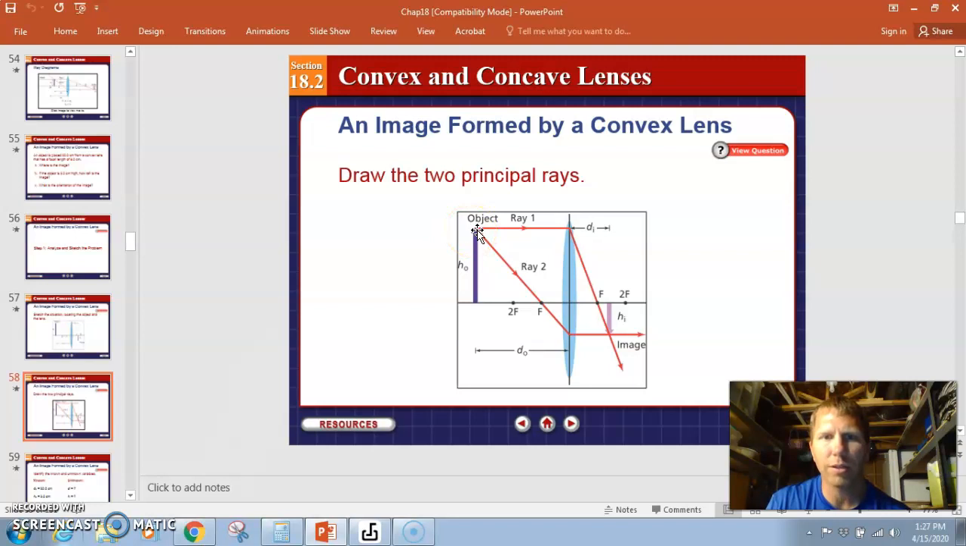Ray 1 starts out parallel, and then we'll bend through the focal point. Ray 2 will then go through the focal point on the same side of the lens, and then it'll come out parallel. So once again, where does this end up? It ends up on the opposite side. It's upside down, it's smaller in this scenario based on the drawing, and it will be real.